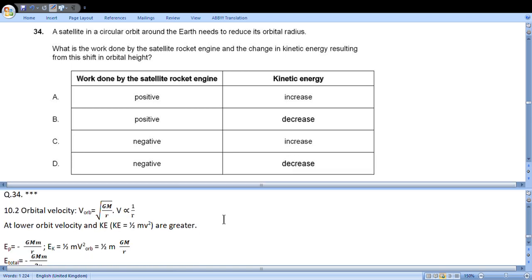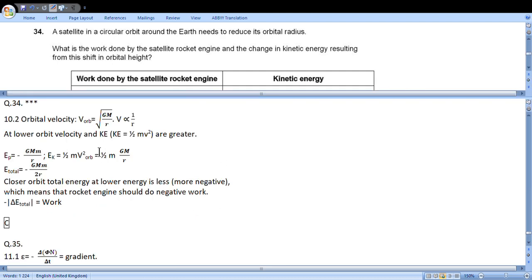Difficult question. A satellite in a circular orbit around Earth needs to reduce its orbital radius. What is the work done by the satellite rocket engine and the change in kinetic energy resulting from this shift in orbital height? Positive or negative? Let us see. Orbital velocity is given by this formula, inversely proportional to the square root of the radius. At lower orbit, velocity and kinetic energy are greater. But what about total energy?